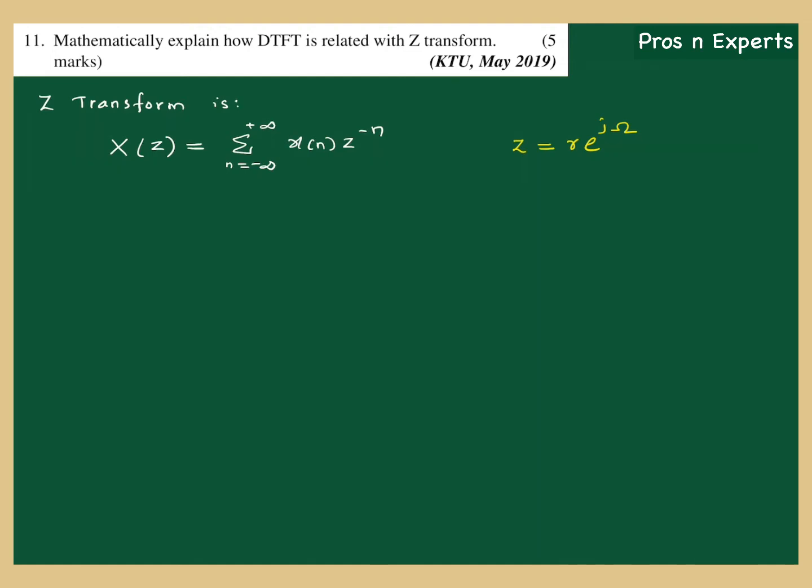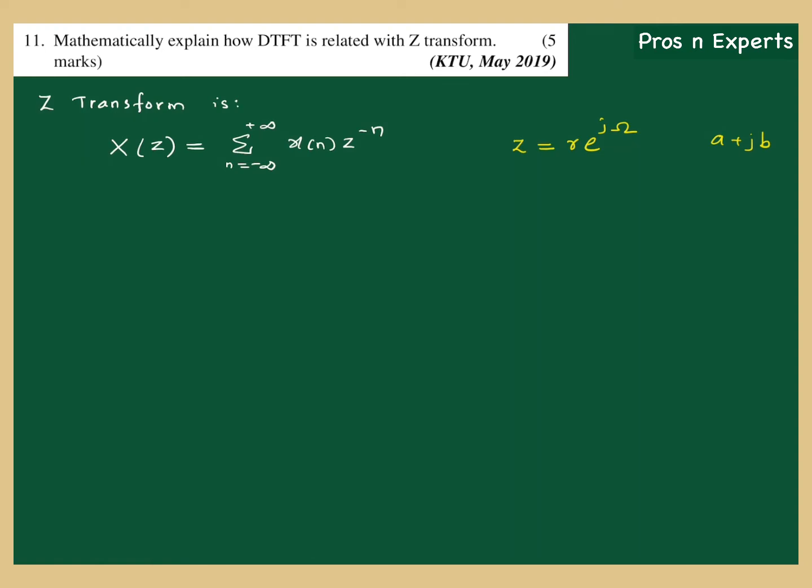And we have already seen another representation of a complex number like a plus jb. That is called the rectangular form of representation of a complex number. But this thing, z equal to r e raised to j omega, is the polar form, where the magnitude of the complex number is r and the phase angle of the complex number is omega.